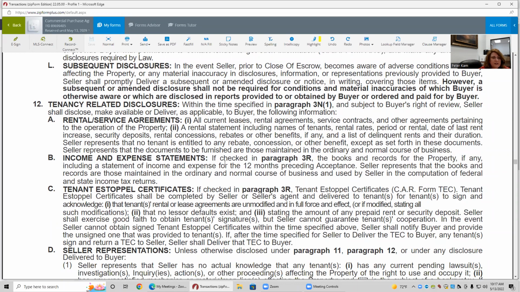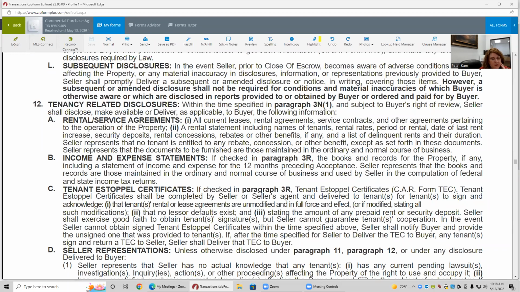And also income and expense statements. If you checked it, then the seller should be providing your buyer the income and expense statements. If the seller has an accountant, maybe they can provide that, or they can make an Excel spreadsheet. That's really up to the seller, but they can use their receipts and do that. So tenant estoppel certificates, we did check on this offer because we always want to check that. We're going to be getting copies of the lease, but we have also asked for the tenant estoppels.